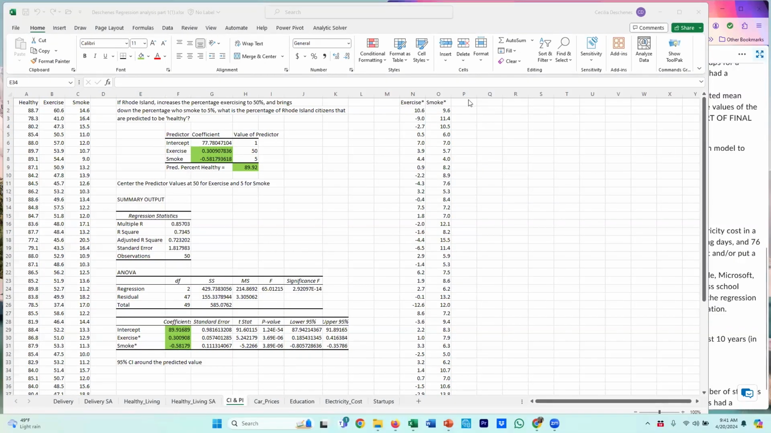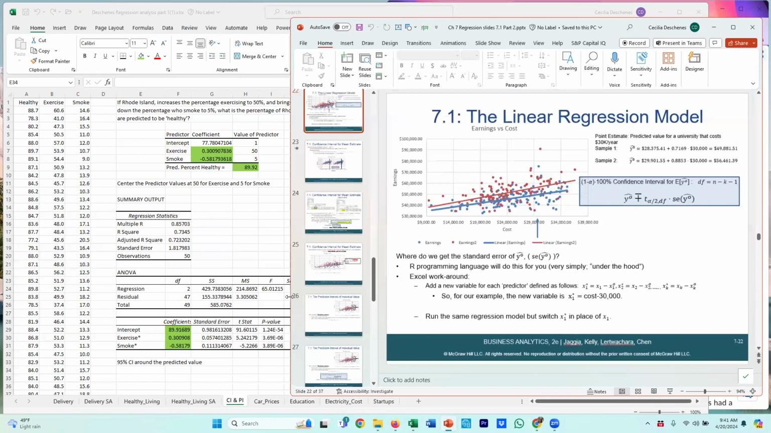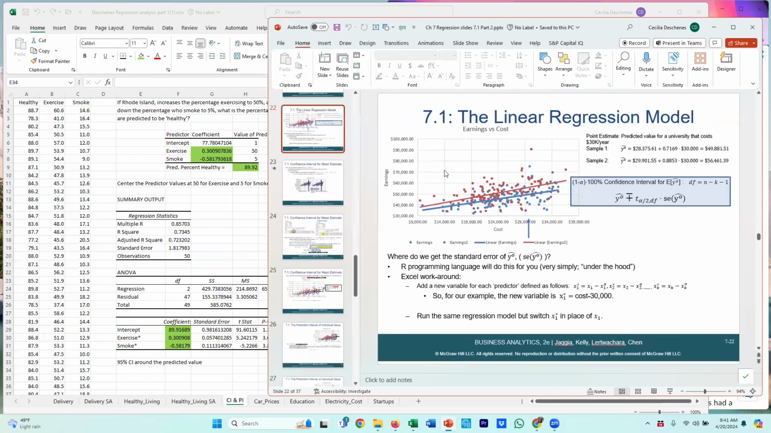Okay, so now that we have our data centered, and let's remind ourselves, this is from the 7.1 part 2 slides, where we talked about building that confidence interval around a particular point. And what we said is we are going to start with our point estimate. So for us, this is our 89.92 predicted value.